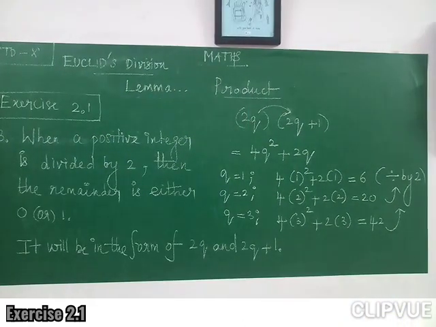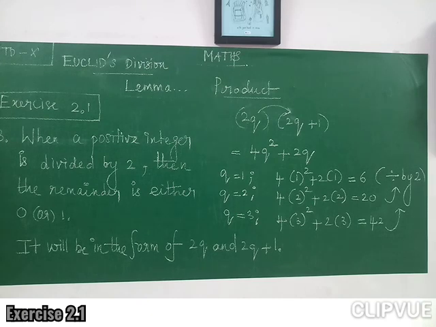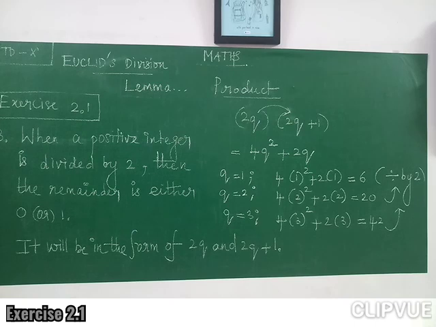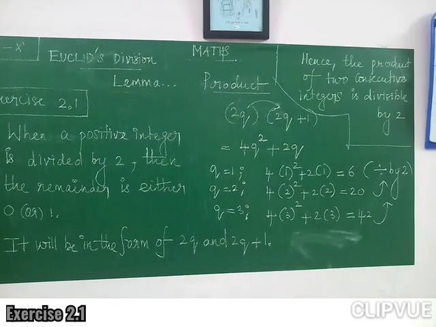So it can be proved. According to Euclid's division lemma, we can say that the product of two consecutive positive integers is divisible by 2. Hence proved.